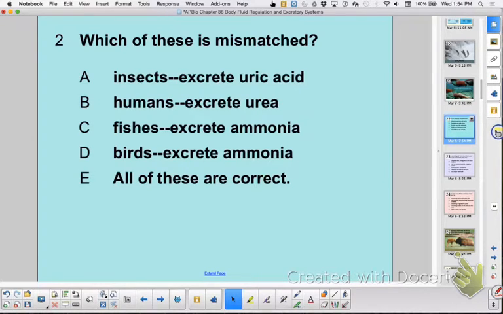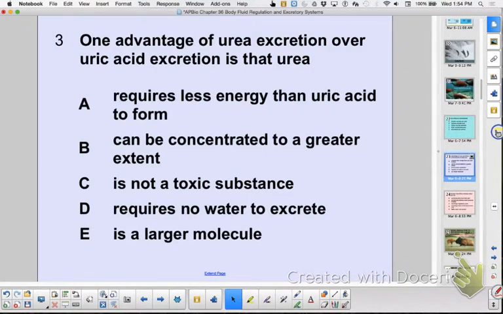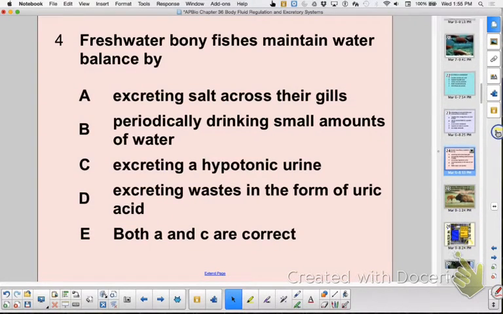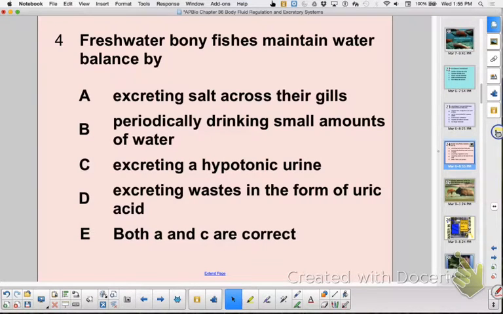Here's another question. One advantage of urea excretion over uric acid excretion is that urea. So how is urea excretion better than uric acid excretion? And your next one, freshwater bony fish maintain water balance by, you want to choose the right answer.